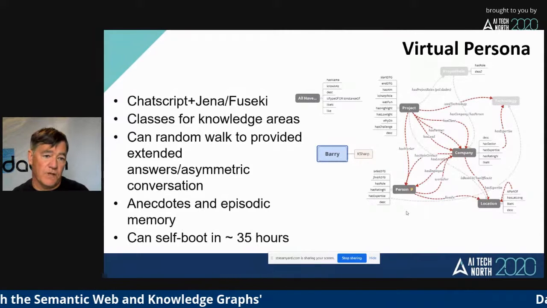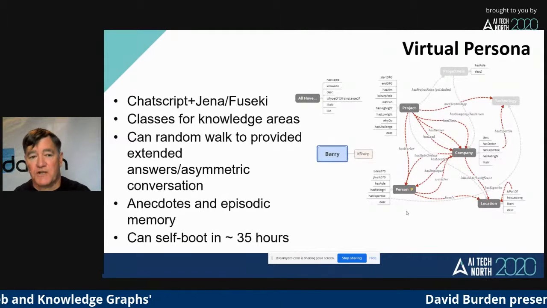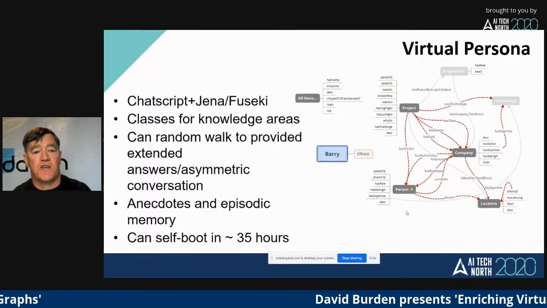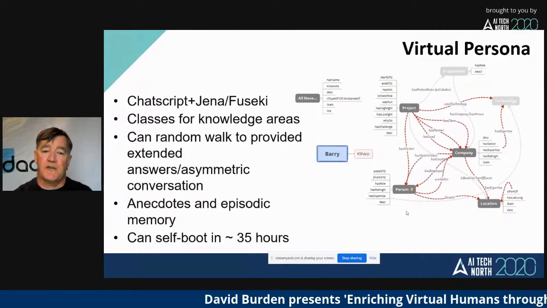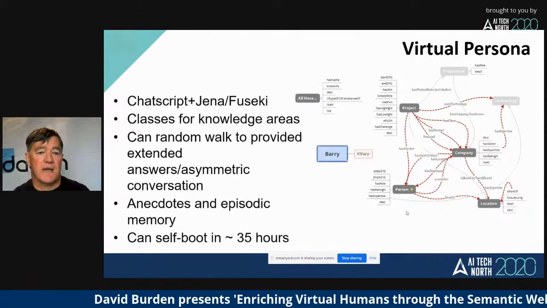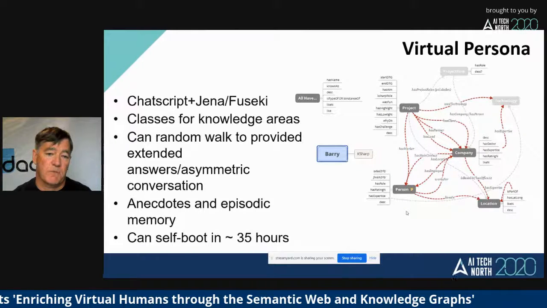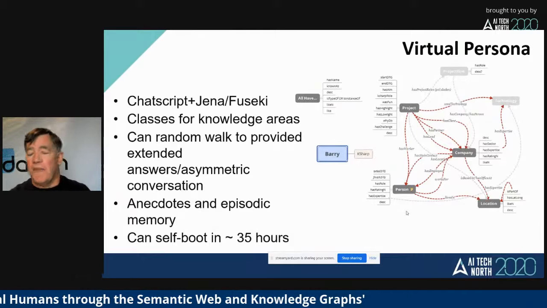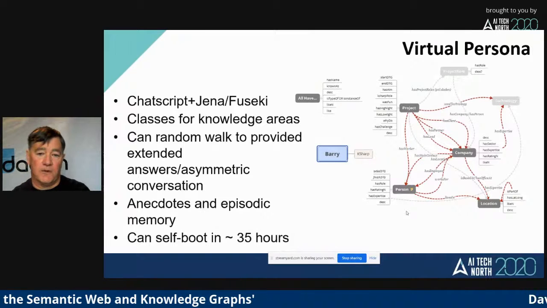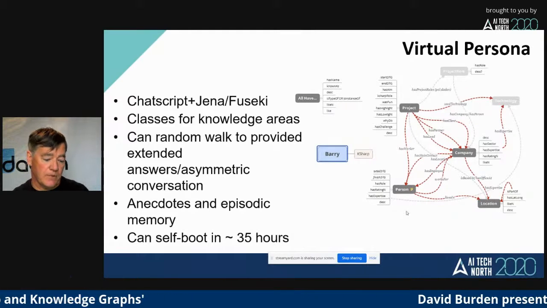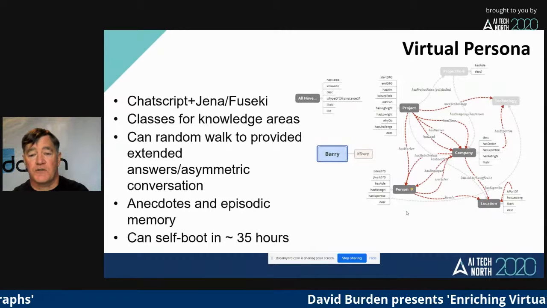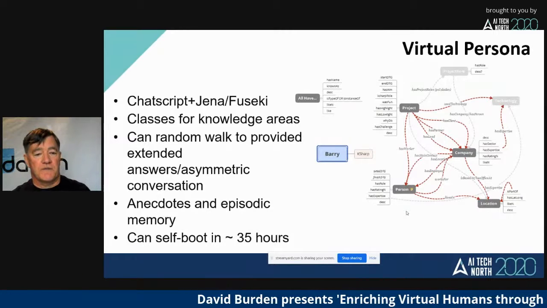And so we used a conversational chatbot system called ChatScript, and then we used Jena Fuseki to give us the database at the back end. We created classes for all the different sort of knowledge areas that this person would know about, and then populated the knowledge graph both through documented sources and also just through conversation with the subject.